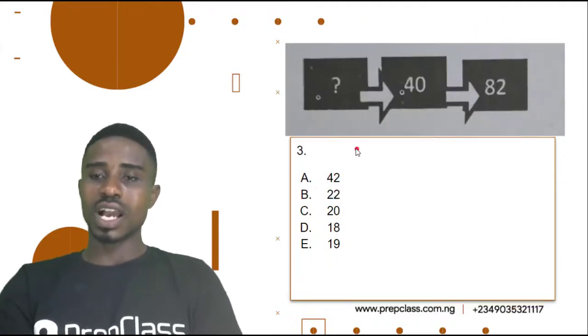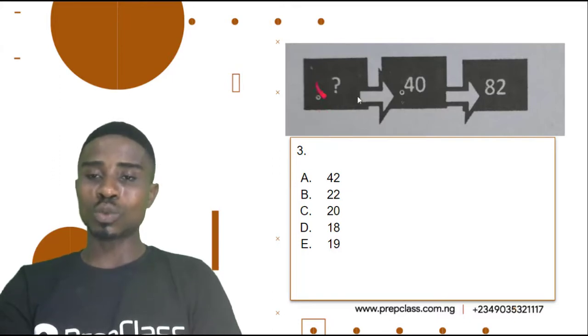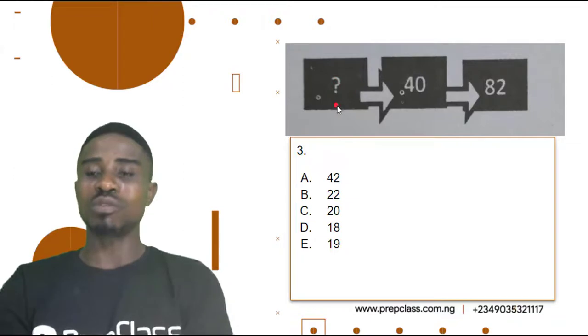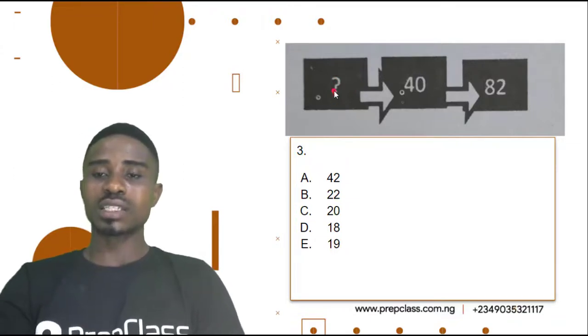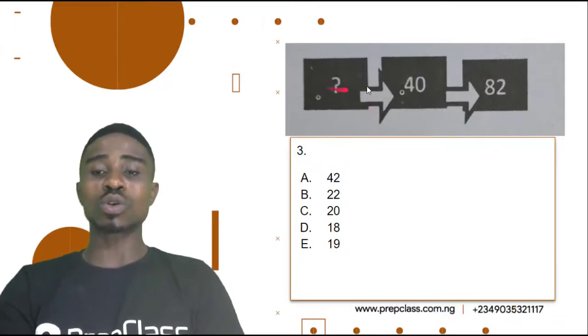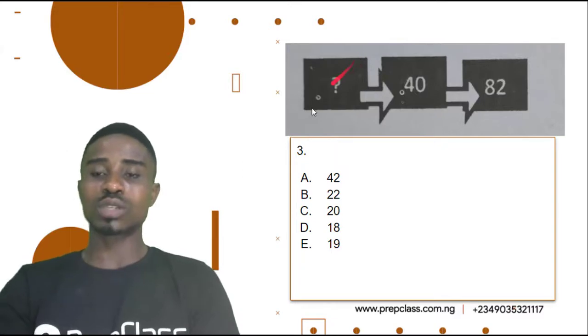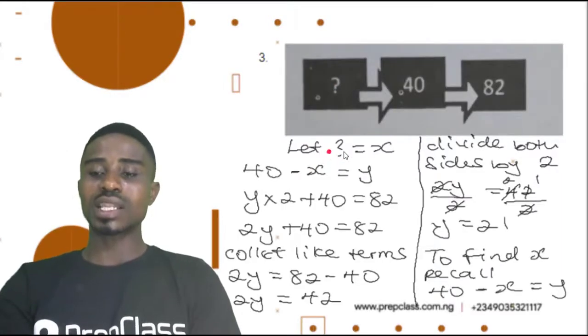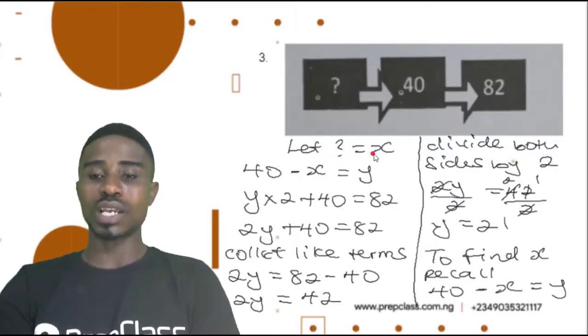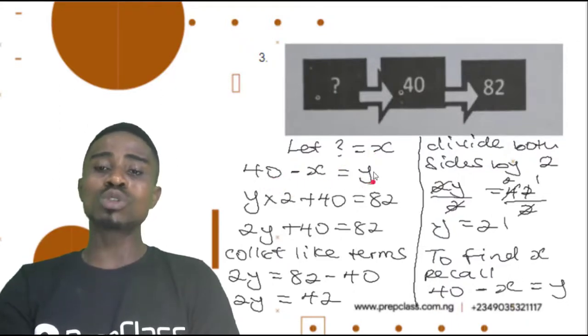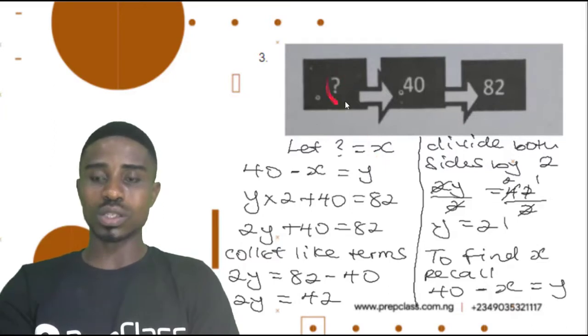Question 3. Yeah, it's looking similar to question 2 because we don't know what ought to be here. So definitely we are going to be replacing this with a variable, call it x, and 40 minus this is also going to give us an answer we don't know, call it y, and from there we're going to solve the question. Let's see how to get it done. So let this question mark be equal to x. So 40 minus x is equal to y because we don't know what this value actually is.